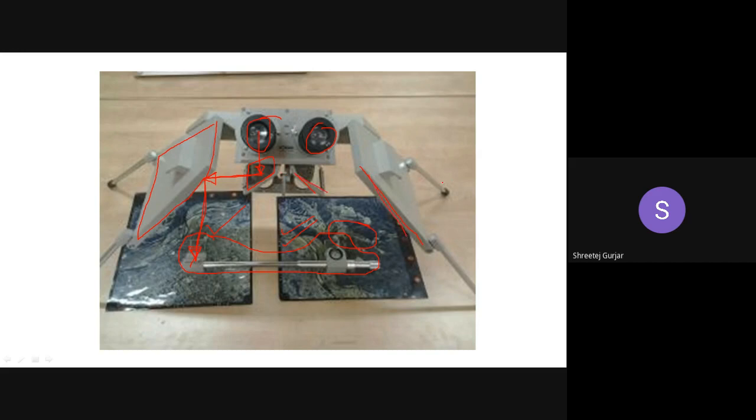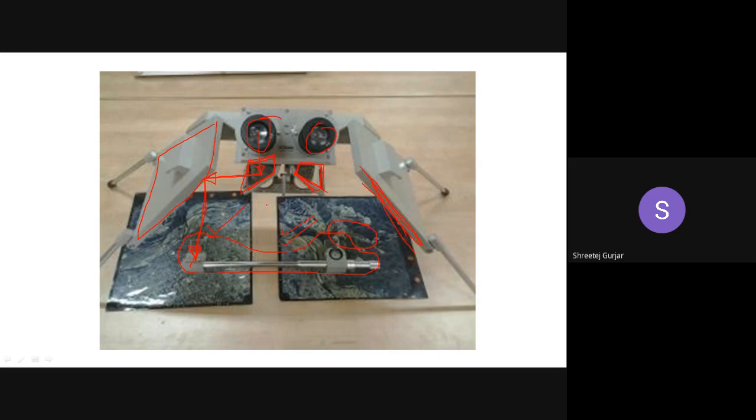This particular mirror is usually fixed and not movable. The two small mirrors which you see here are movable. They can be moved to a certain angle so that you get a clear image and you have stereoscopic fusion.